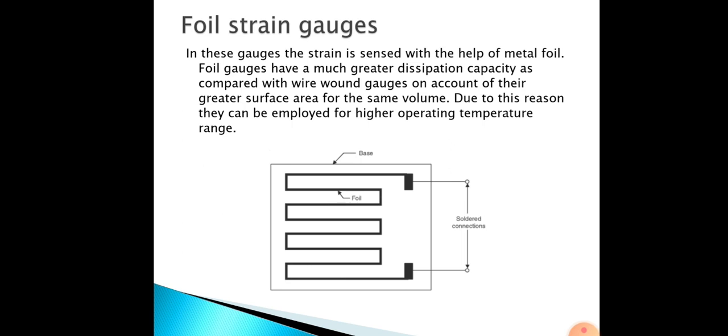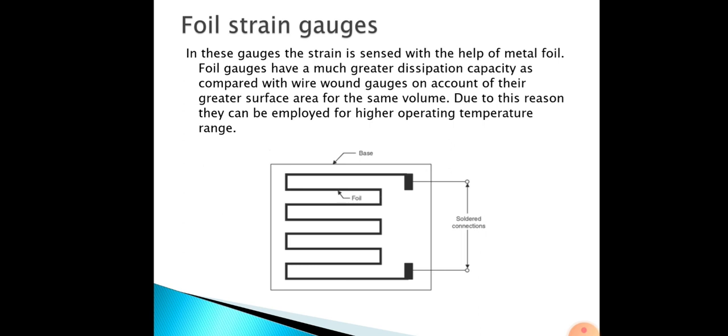So in this gauge, what will happen? In this gauge, the strain is sensed with the help of metal foil. Foil gauges have a much greater dissipation capacity as compared with wire wound gauges on account of their greater surface area and the same volume. Due to this reason, they can be employed for higher operating temperature ranges. So for higher temperatures, this can be used.